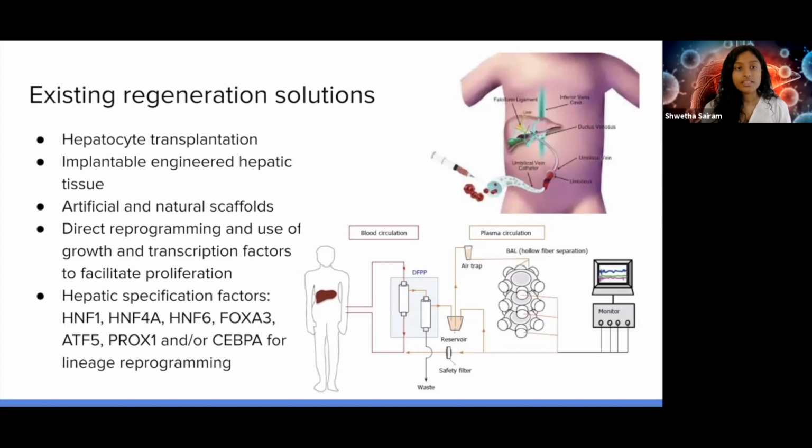Du et al. studied the interactions between the hepatic epithelial and non-epithelial cells and found that they were crucial to the development of the liver architecture. So using combinations of hepatic specification factors, they could use lineage reprogramming to make hepatocyte-like cells.